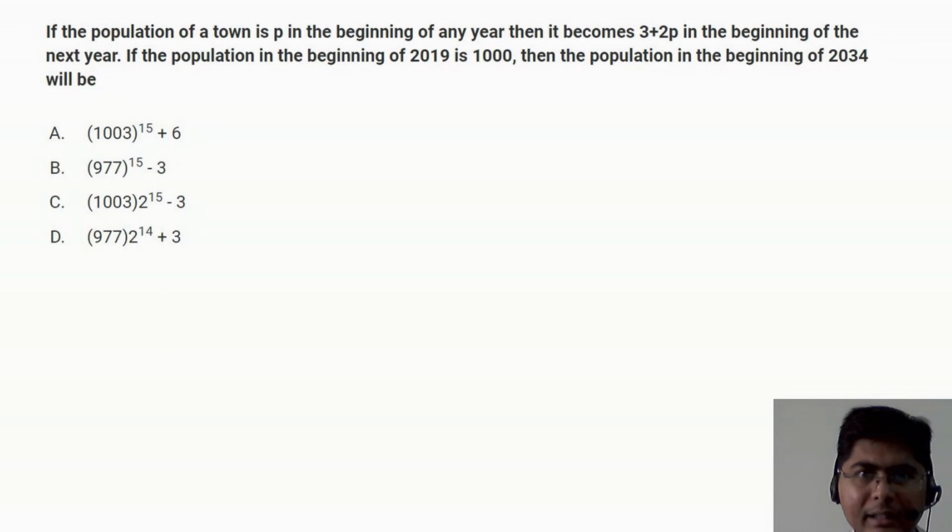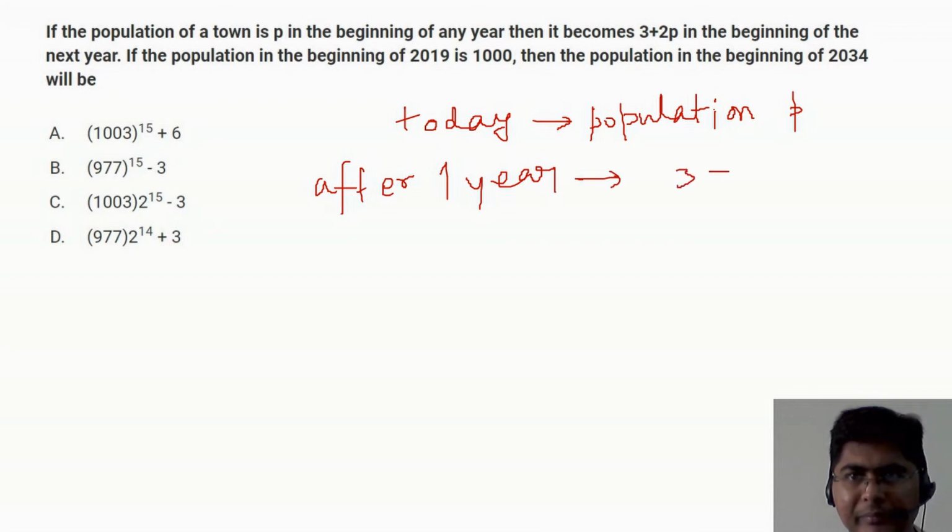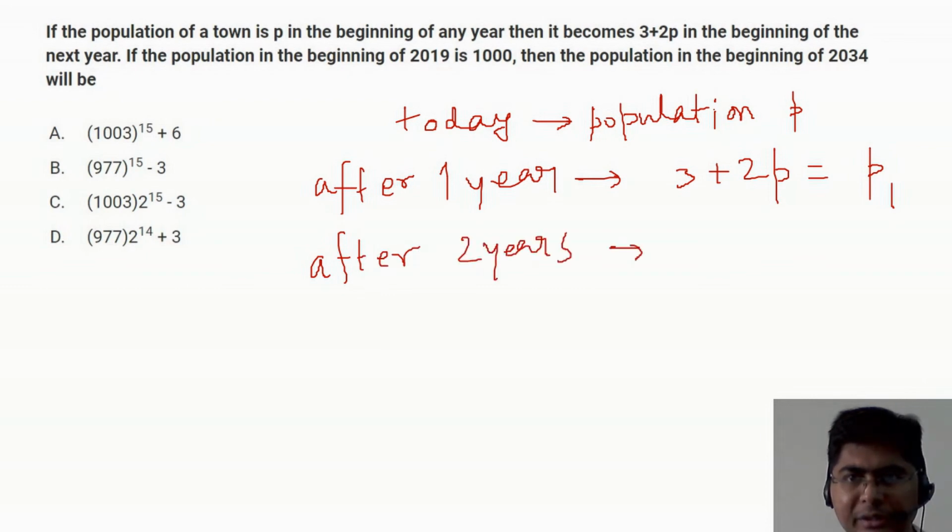Let's say today the population is P. So after 1 year, this will become 3 plus 2P. Let's say this is equal to P1. So after 2 years, what will be the population? 3 plus 2 P1, let's assume, which is P2.